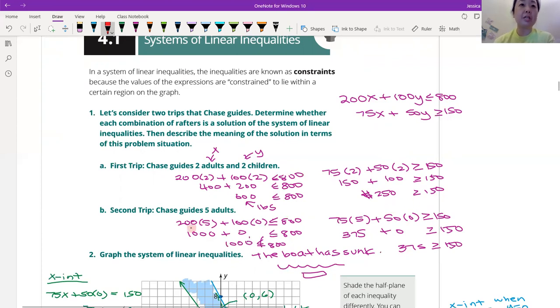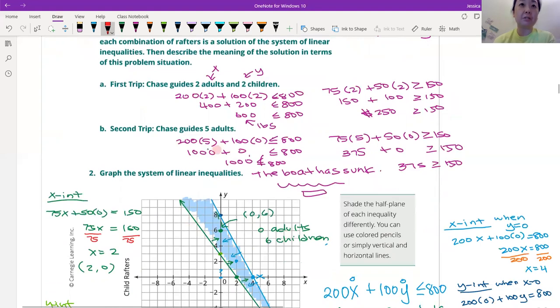All right, so now Chase guides 5 adults. So that means there are no children. So that's 5 adults, 0 children. That means it's 1,000 pounds. He's 200 pounds over. So, which means this is bad days. The boat has sunk. Not good. Money wise, though, it's a lot better. 375, but not worth it because now he's dead. Just kidding. He's not dead. They probably just swam to shore and people are not having a very amazing adventure at this point, right?